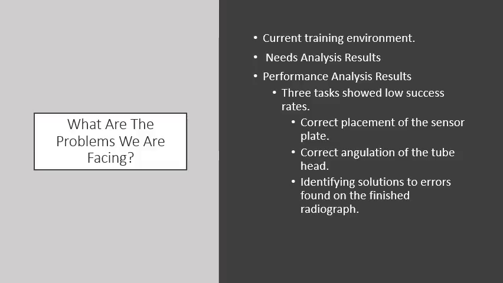2. Correct angulation of the tube head. Incorrect angulation of the tube head will result in a non-diagnostic radiograph due to the tooth image being elongated or foreshortened. The challenge is translating a simplified positioning concept to hands-on training and subsequent mastery.